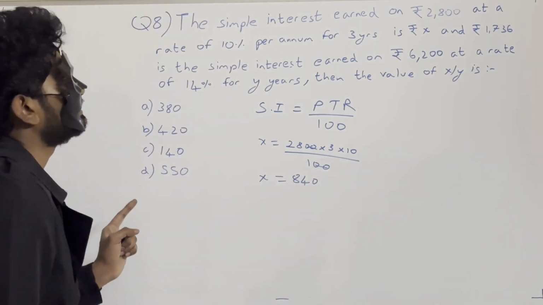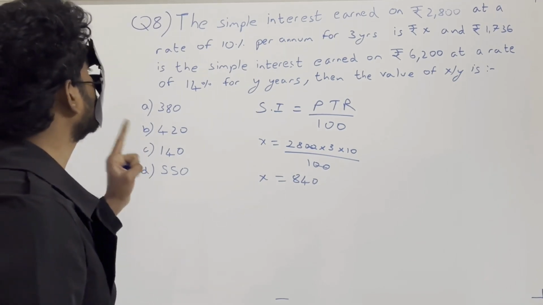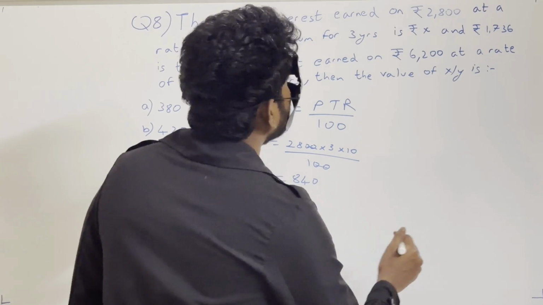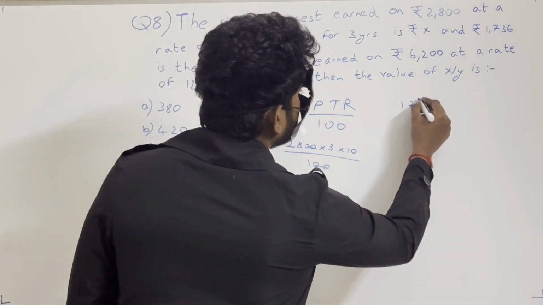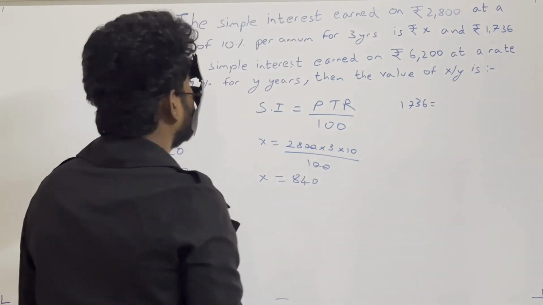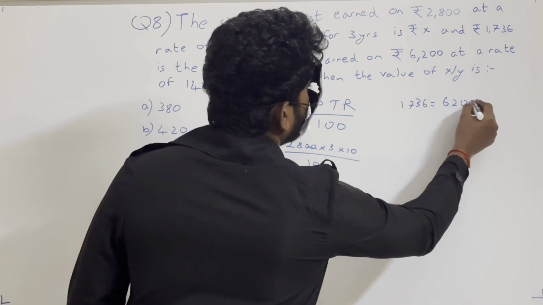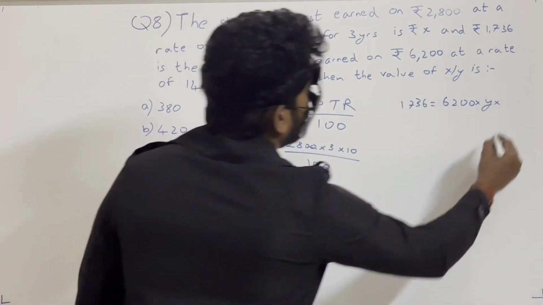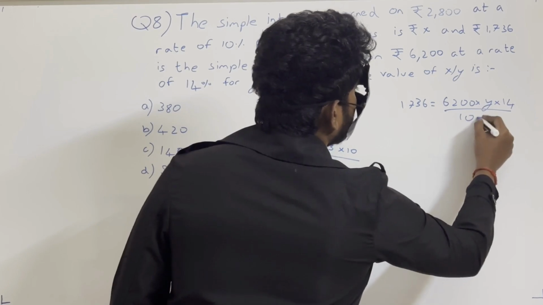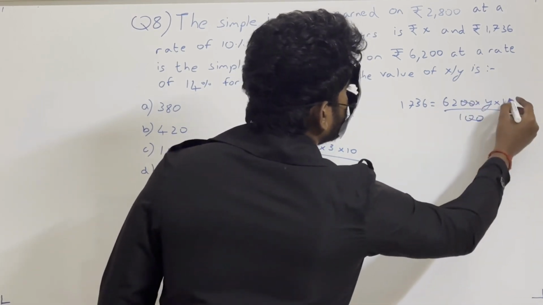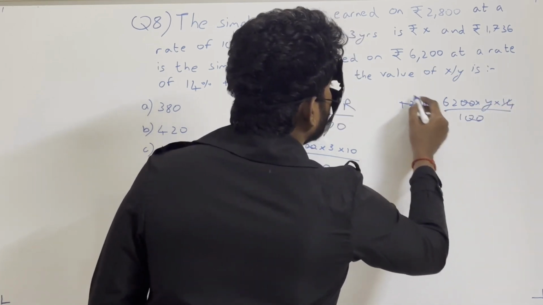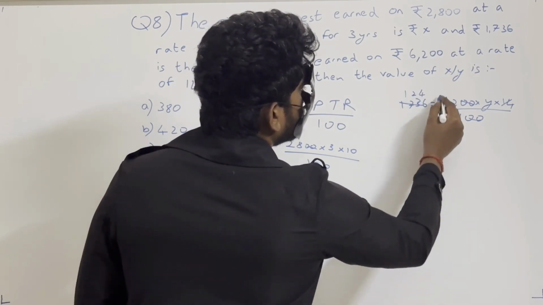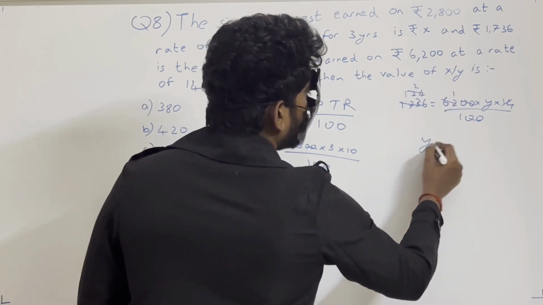And in the next line he says that rupees 1736 is the simple interest earned on 6200 at a rate of 14% for Y years. So 1736, the simple interest, is equal to principal amount, which is 6200, into time period Y, into rate of interest, 14%, 14 by 100. So these two will get cancelled. This is nothing but 14, 14 ones are 14, 3 3s are 9, 4 2s are 8. So you will get Y is equal to 2.